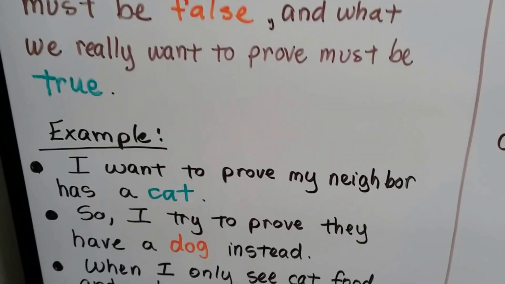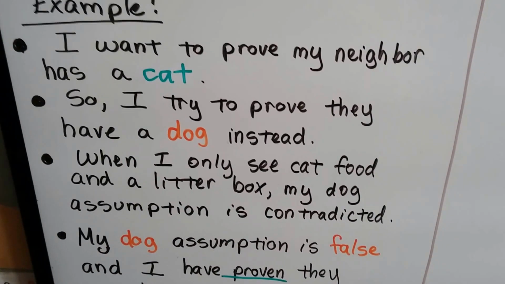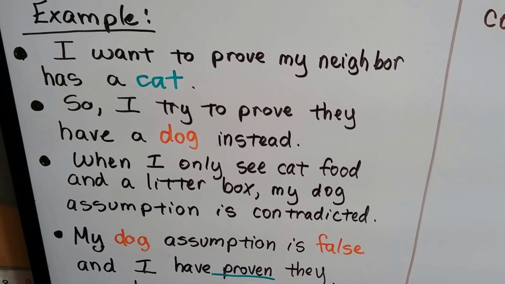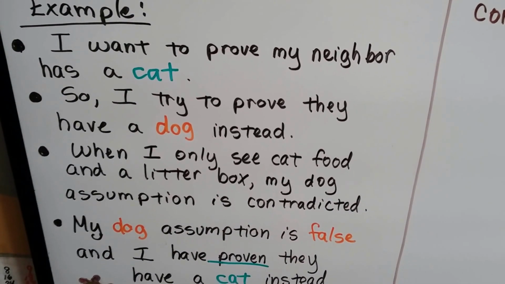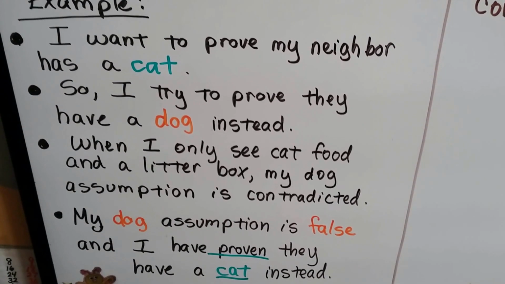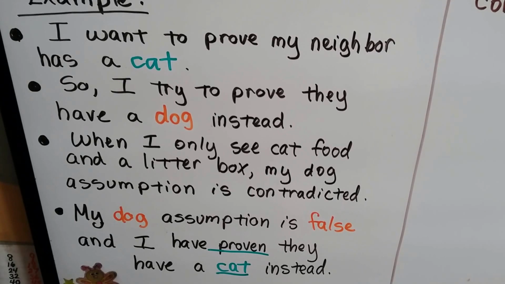So here's a real easy example. Let's say I want to prove that my neighbor has a cat. So what I'm going to do is try to prove they have a dog instead. I really am trying to prove that they have a cat, so I need to do anything I can to prove they have a dog, so I can prove myself wrong.